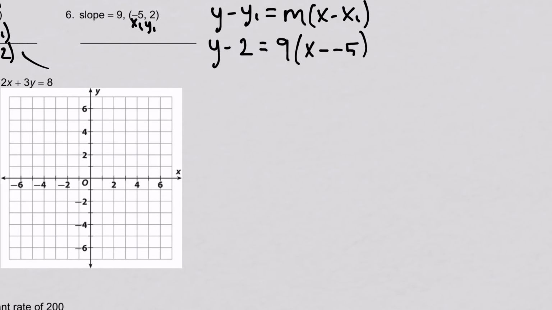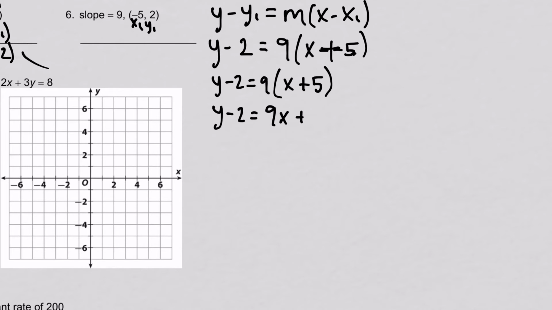And here's where you have a minus a negative, which is going to turn into a positive. So it's really y minus 2 equals 9 times x plus 5 inside parentheses. Change it to standard form. Always start by distributing here. We're going to distribute the 9. 9 times x, 9x, 9 times 5, 45. So we have y minus 2 equals 9x plus 45.